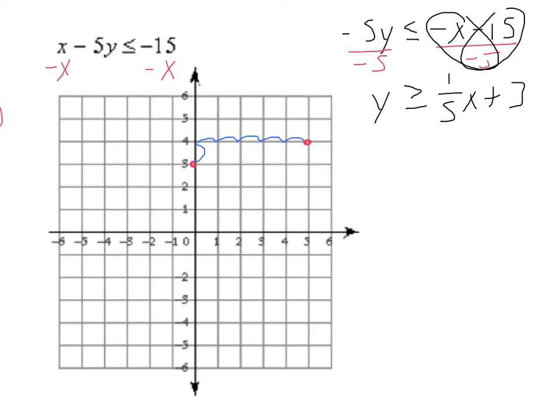I look at the inequality, and I see there's a line underneath it, so it's solid. I also see that the inequality is a greater than, so I shade above.